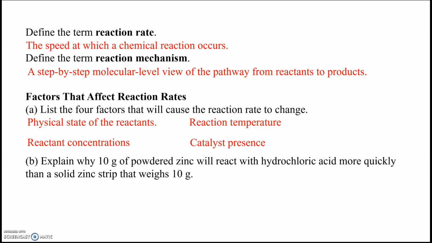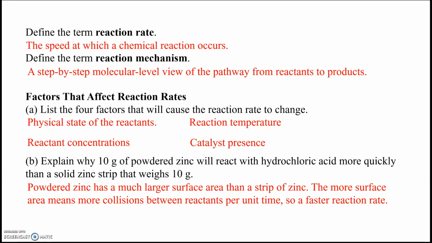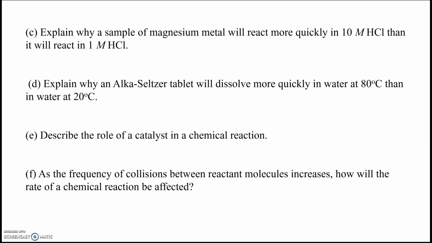Question B asks us to explain why 10 grams of powdered zinc will react with hydrochloric acid more quickly than a solid zinc strip that weighs the same mass of 10 grams. Well, the reason is that the powdered zinc has a much larger surface area. These are just specific locations where the reaction can occur. So there are more collisions per unit time, which means that there's a faster rate.